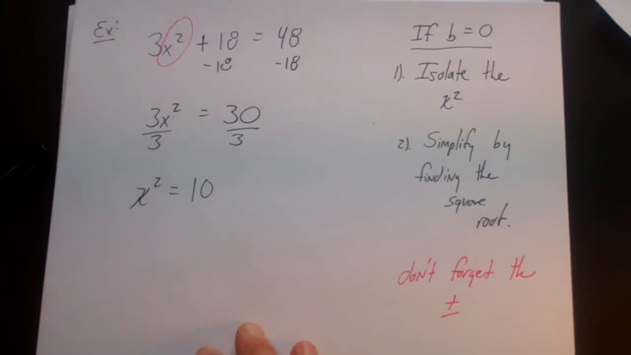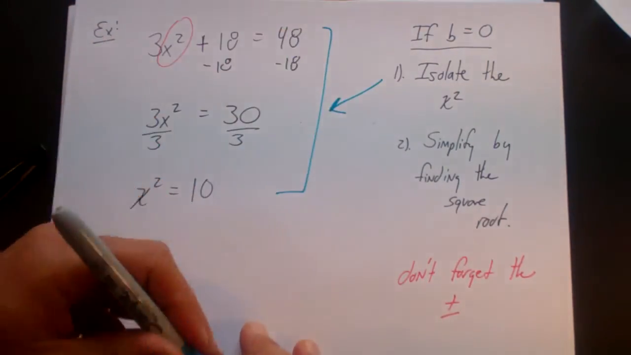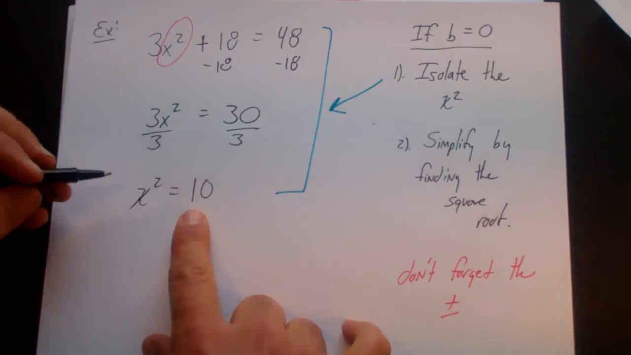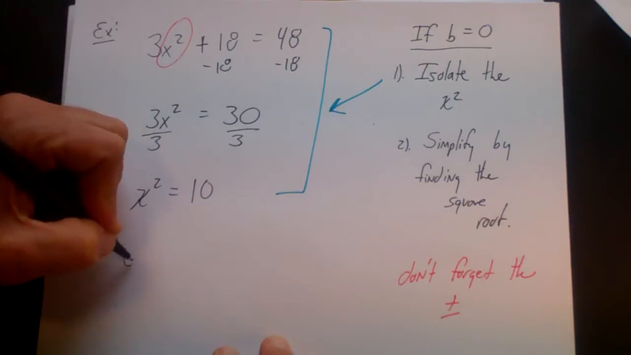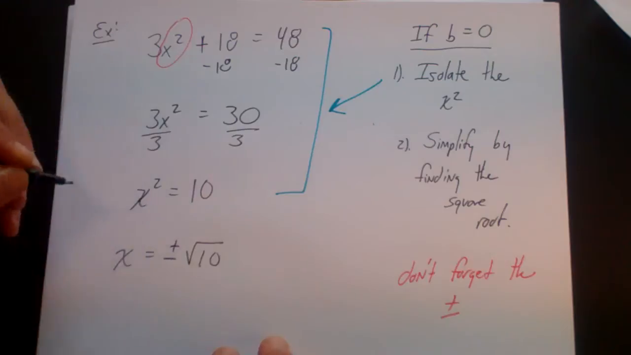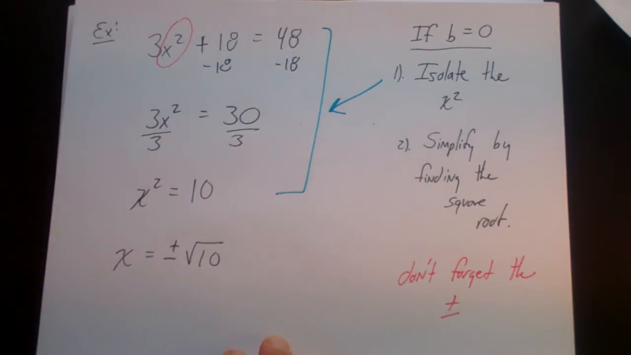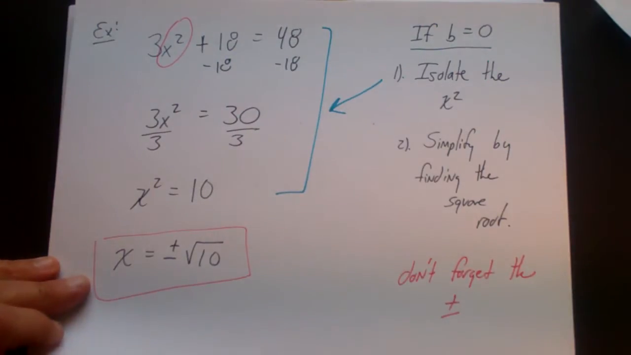So this is step 1. And now let's do step 2. You have x squared equals 10. The opposite of a square is a square root, so you can take the square root of both sides. And the thing you never forget when you take the square root of both sides is your plus or minus. So here, this is your answer: x is equal to plus or minus the square root of 10. We have 2 answers. They're real solutions. And that's how you do that problem.